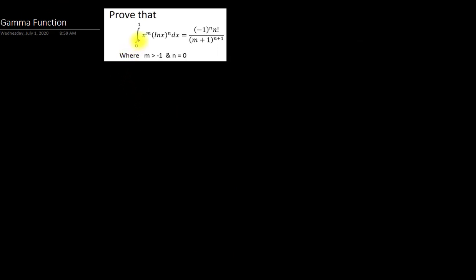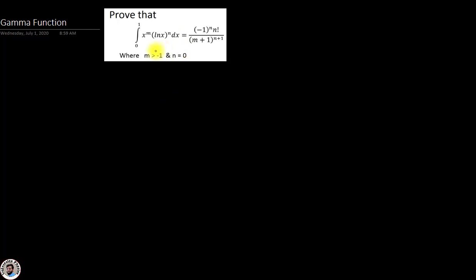Assalamu alaikum friends. Today we will prove that the integral from 0 to 1 of x to the power m times (natural log of x) to the power n dx is equal to (-1)^n n! divided by (m+1)^(n+1). We have to prove this identity by using the gamma function.